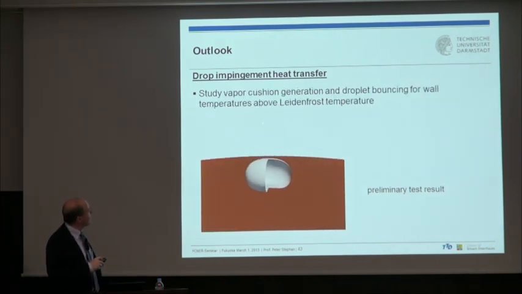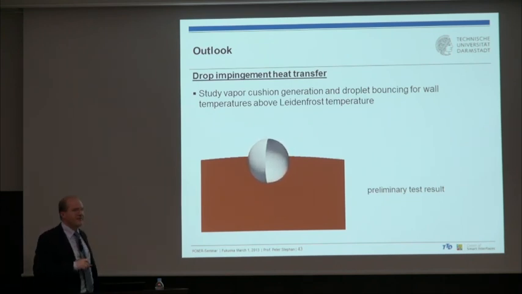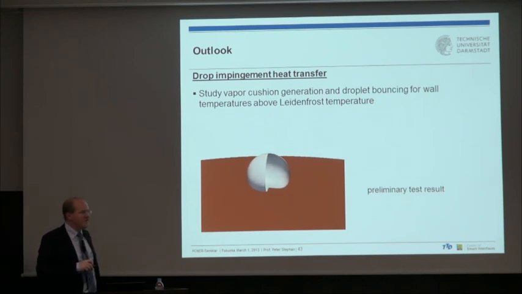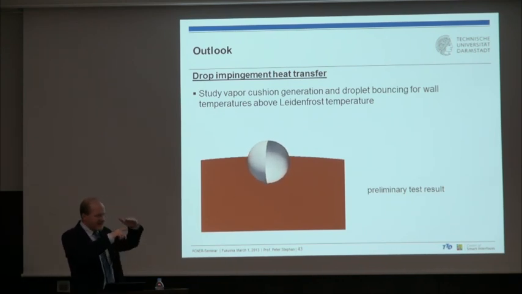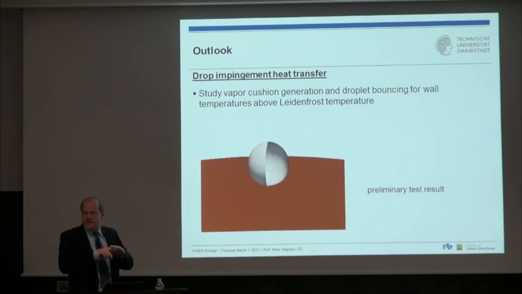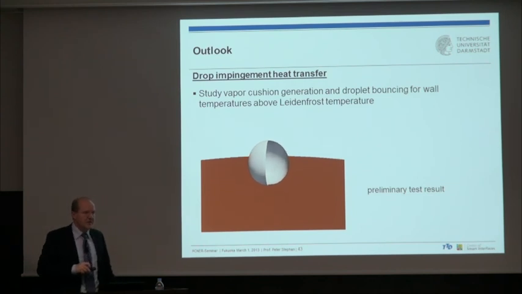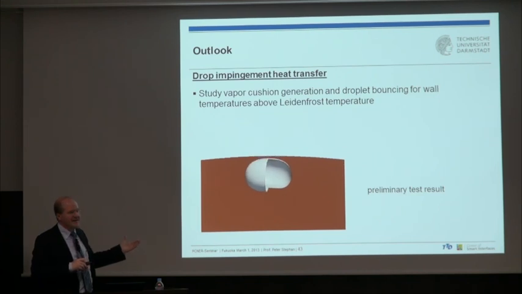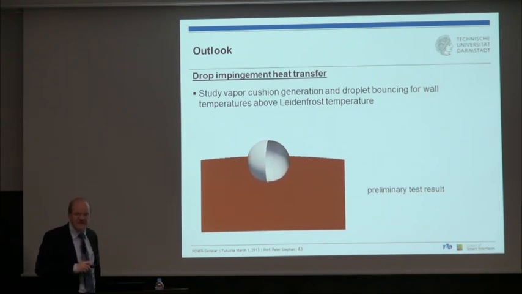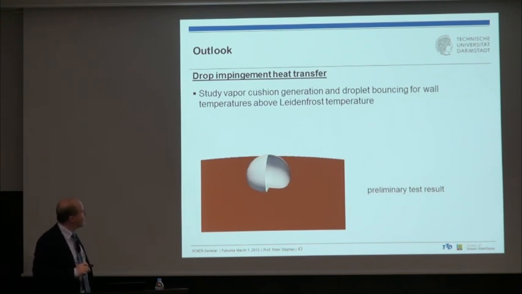We also do some drop impingement experiments for temperatures above Leidenfrost. So here's the wall. The wall is above Leidenfrost. That means when the droplet is coming close with a low velocity, very close to the wall, evaporation takes place here before it wets the wall. And so you have a vapor cushion here, and the droplet does not wet the wall. I would dream to see also the transition from above Leidenfrost to below Leidenfrost in a numerical study, but we are far away from that. It's just the very beginning.